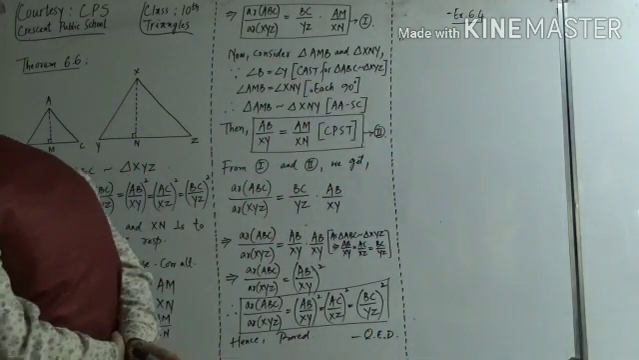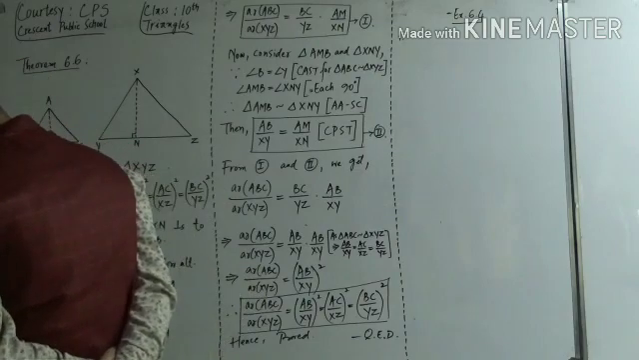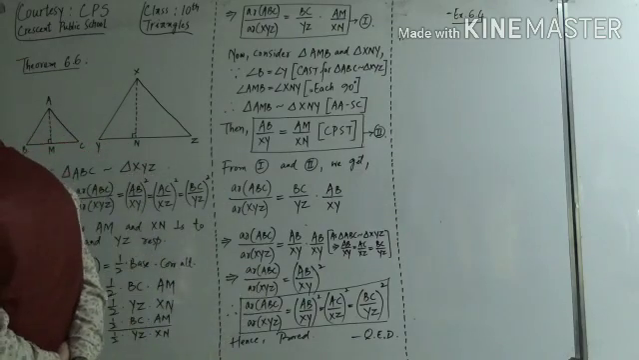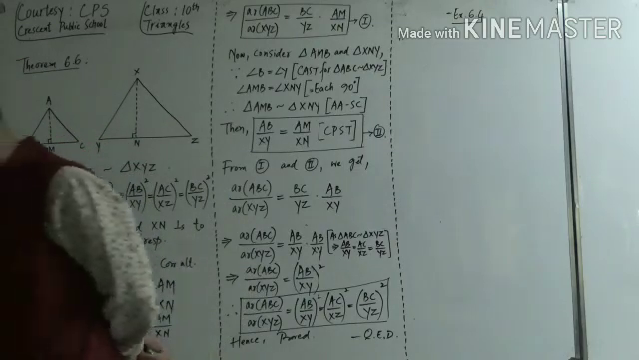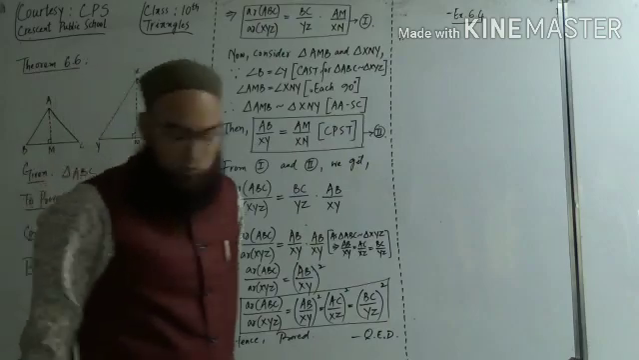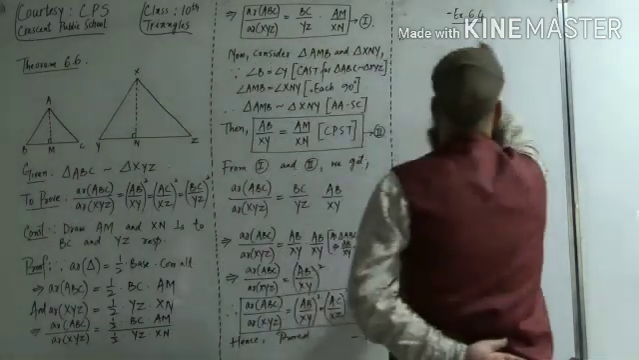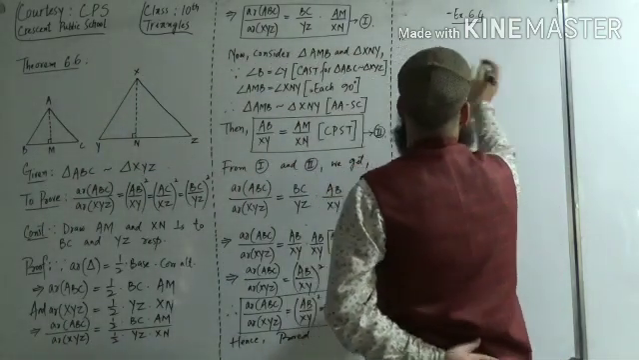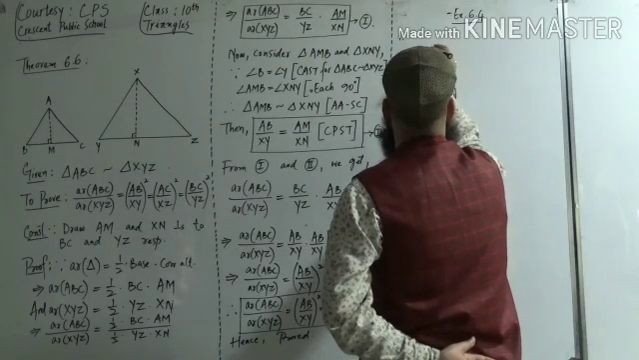Let ABC be similar to DEF, and their areas are 64 square centimeter and 121 square centimeter respectively. If EF is equal to 15.4 centimeter, find BC. So we have two triangles which are similar to each other, ABC and DEF. Let's draw these two triangles.